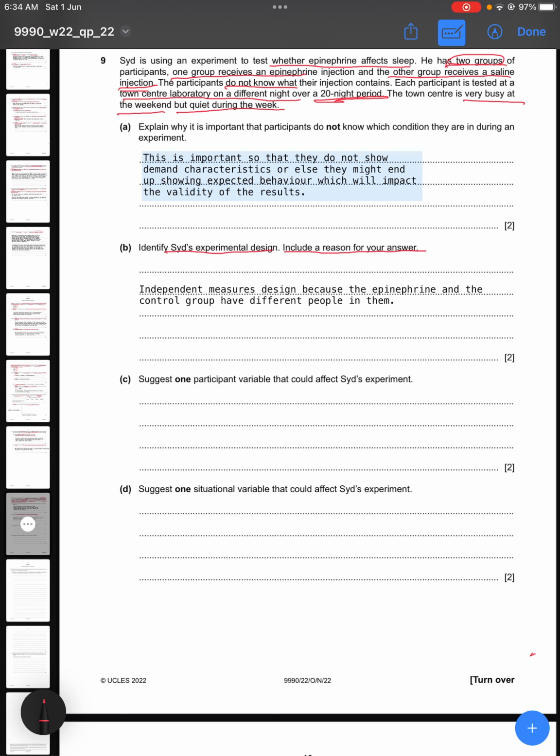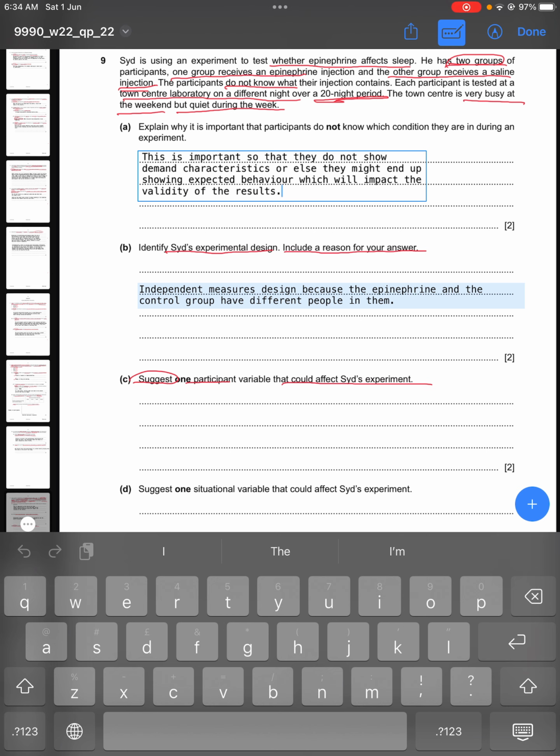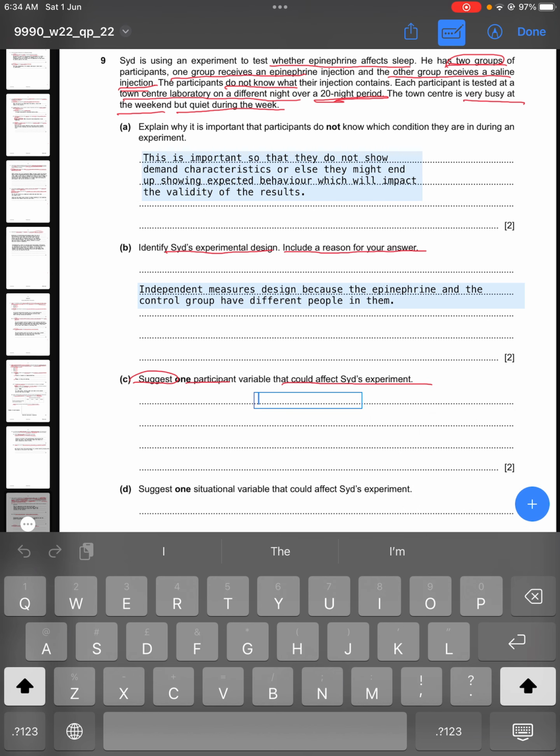Different people are used in both of the studies, so this is an independent measures design. Now part C says suggest one participant variable that could affect Sid's experiment. So you can write about any.